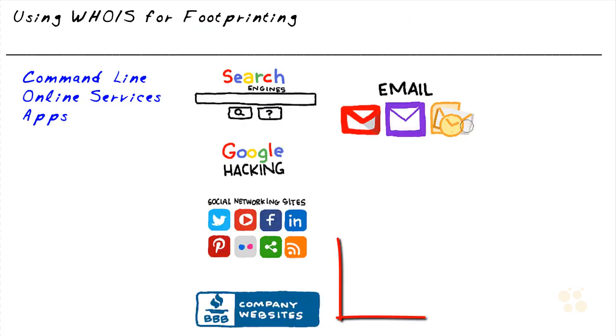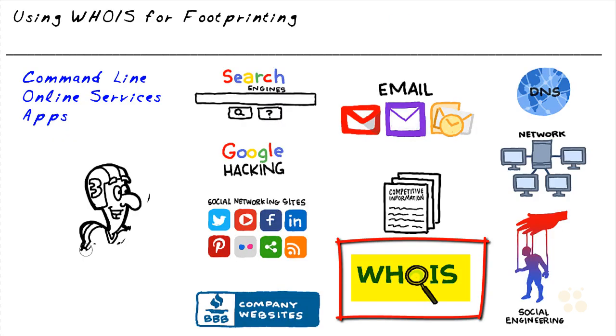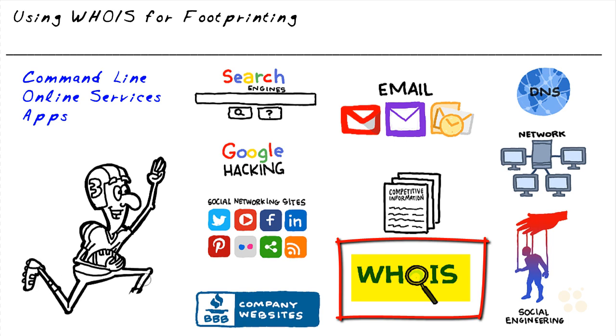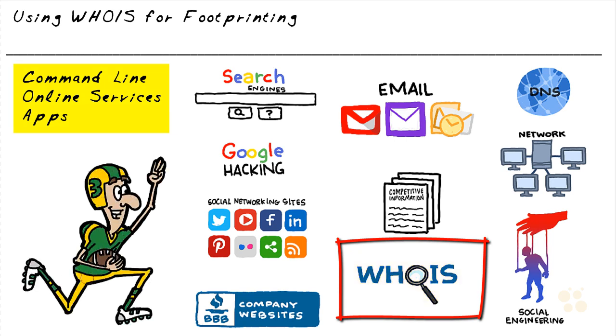When using WHOIS for the purpose of reconnaissance and footprinting, there are three basic categories. We have the command line, we have online services that do a lot of the work for us, and we also have applications that can run on computers as well as mobile devices.